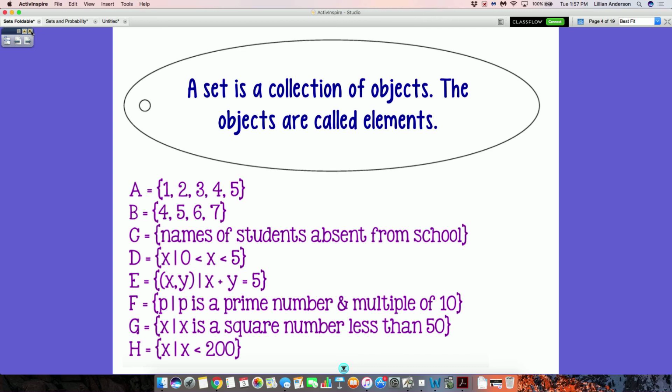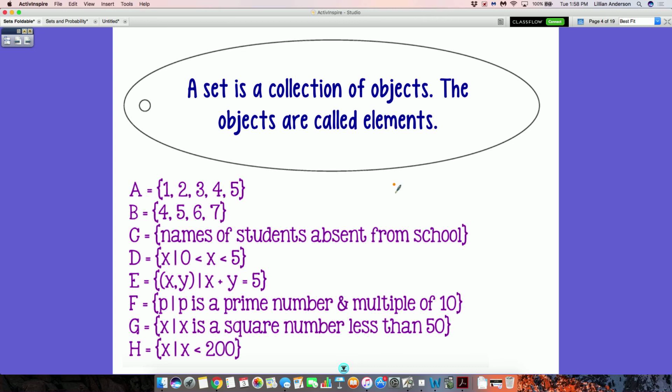Okay. Is G finite? Yes, it has to be a whole number. Yes, it is, because they do have to be whole numbers, your square numbers that are less than 50, and so on and so forth. So are we good with finite? Yes. Talk about element.